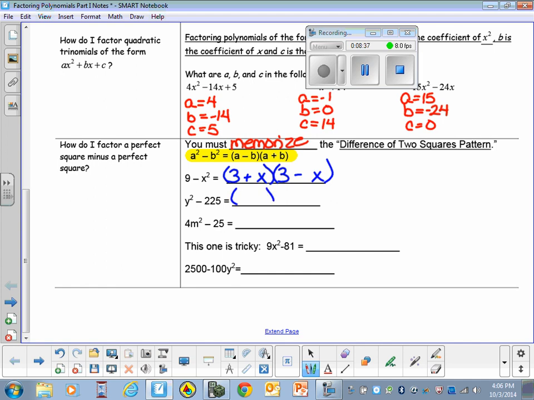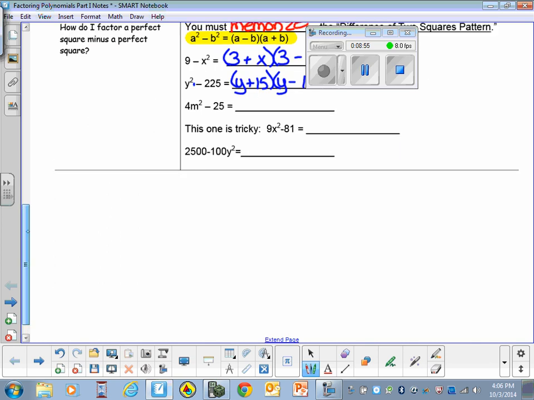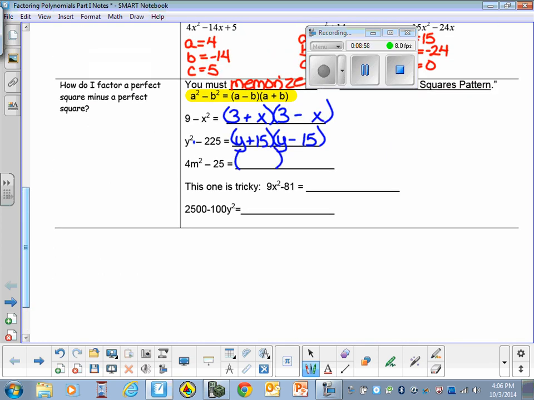So looking at the next one, 2 sets of parentheses. Take the square root of y squared, that's y. Take the square root of 225, that's 15. One has to be addition, one has to be subtraction. Set up 2 sets of parentheses. Take the square root of the first number. The square root of 4m squared is 2m. The square root of 25 is 5. One has to be addition, one has to be subtraction.